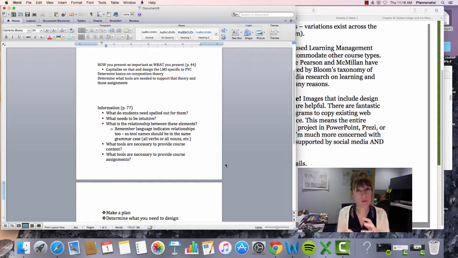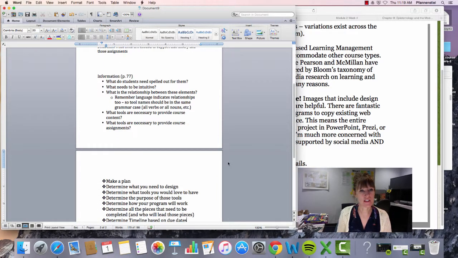So those are the connections that you want to build based on all that we've discussed with social media theory this particular semester. You want to capitalize on that and design an LMS, specifically for first year composition. So determine your basics of composition pedagogy. What do you need to know about composition theory to support this and to design your mock-up? And then determine what tools you think are necessary in the actual learning management system and what those tools can do, can provide, what they foster for that particular course, and then just start listing, okay, these are the things that we need to accomplish.